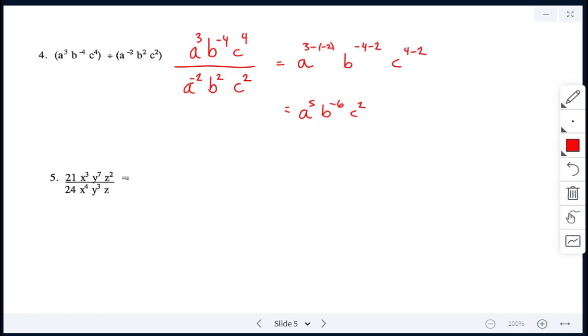All right, for our next example, we have 21 over 24, which we can reduce. Both the numerator and denominator can be reduced to 7 over 8. Good. Next we have x to the power of 3 minus 4, then y to the power of 7 minus 3, and then z to the power of 2 minus 1. Remember this z here still has a power of 1, even though it's not shown. Continuing that, we end up with 7 over 8, x to the power of negative 1, y to the power of 4, and then z to the power of 1, or just z.